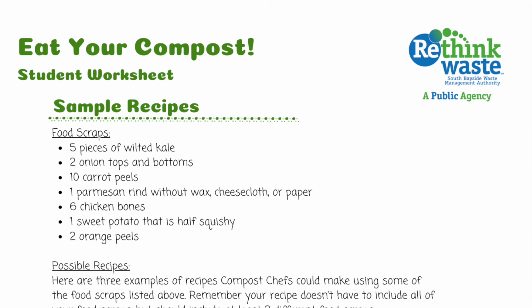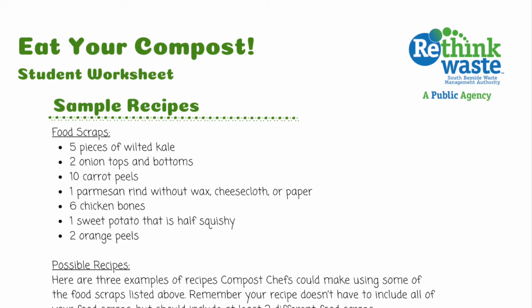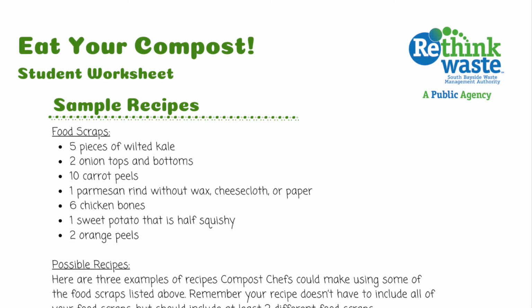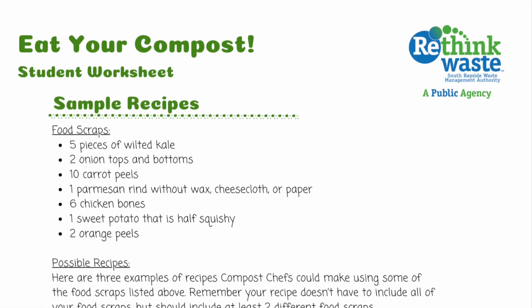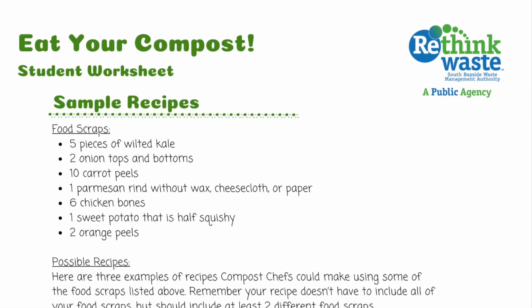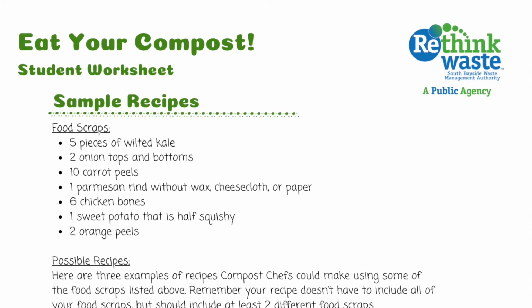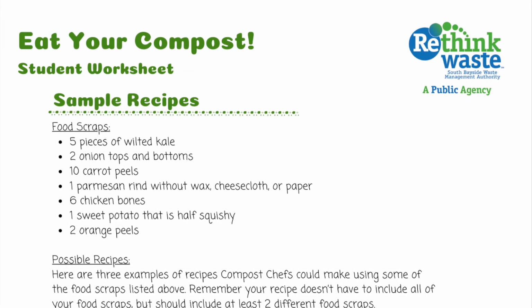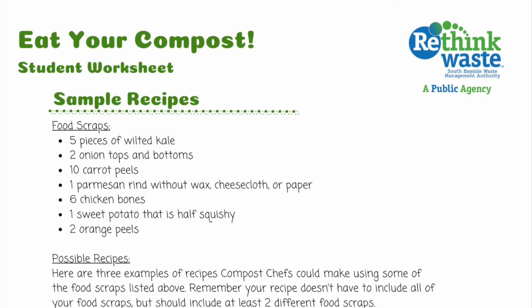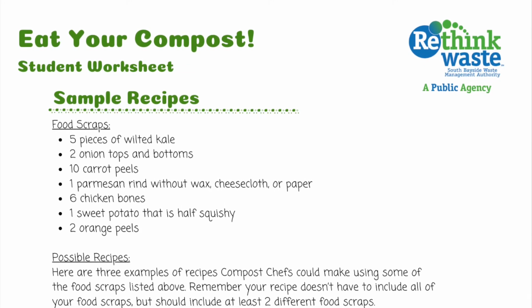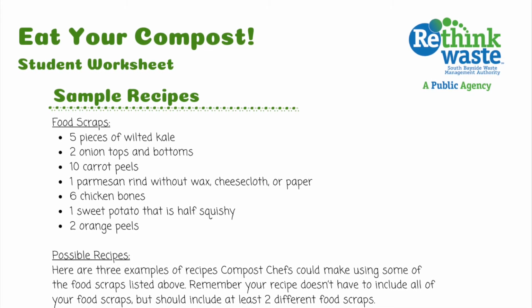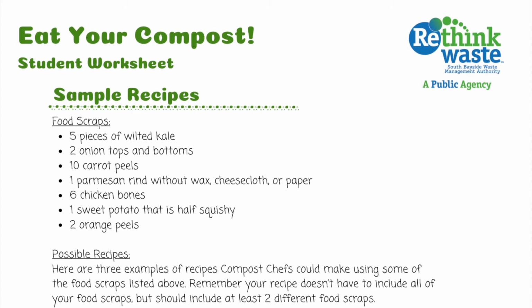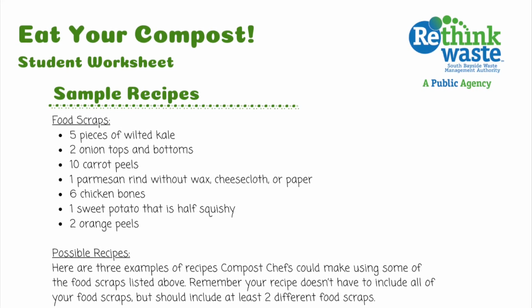Here are some sample recipes. For these recipes, we will pretend that our food scraps are 5 pieces of wilted kale, 2 onion tops and bottoms, 10 carrot peels, 1 Parmesan rind without wax, cheesecloth, or paper, 6 chicken bones, 1 sweet potato that is half squishy, and 2 orange peels.